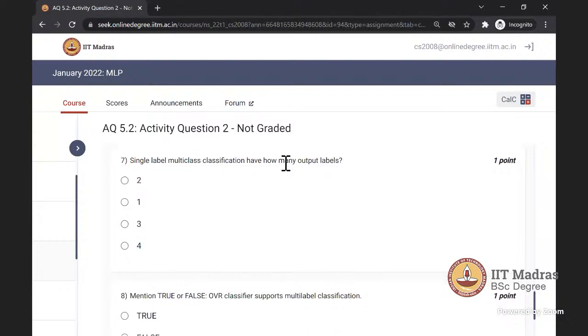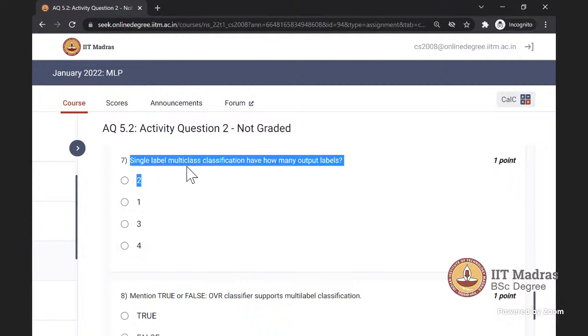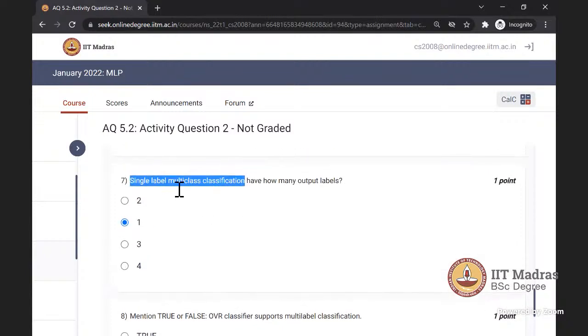The next question is, single label multi-class classification has how many output labels? So, one. I think it wants to ask how many output labels there are in the data set if the problem is single label multi-class classification. Yeah, so the answer should be 1. It is given away by this one, single label.